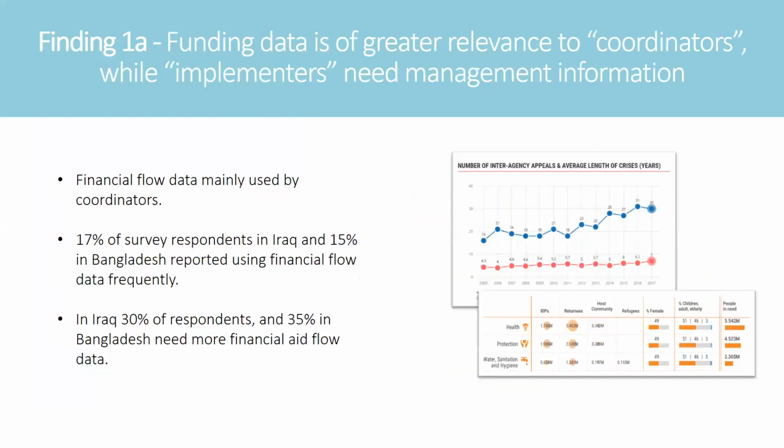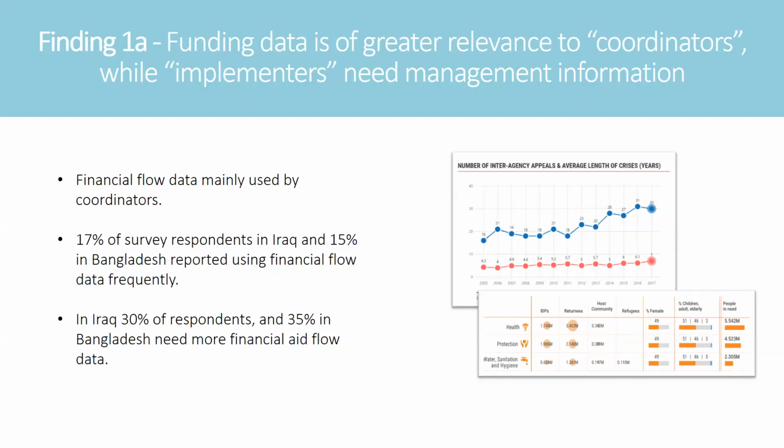So our first finding, this is finding 1A, is funding data is of greater relevance to coordinators while implementers need management information. So just to clarify, for the purpose of this research, we did split actors into 2 different groups, as can be seen with the coordinators and implementers groups. So we saw coordinators as kind of more recipient government officials and country level coordination groups, while implementers were those who directly work or directly delivered assistance to beneficiaries themselves or right on the front lines.